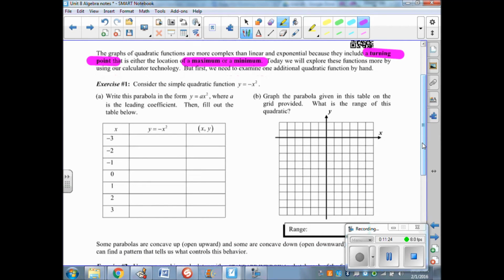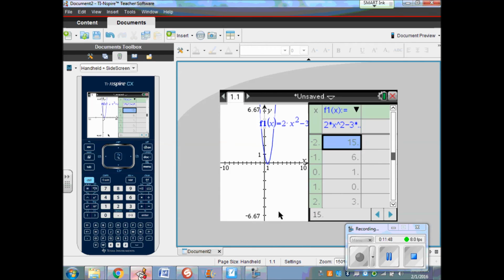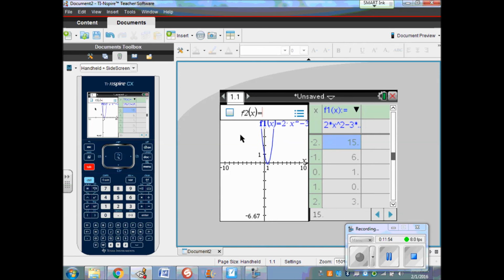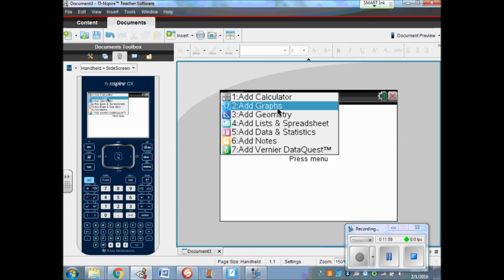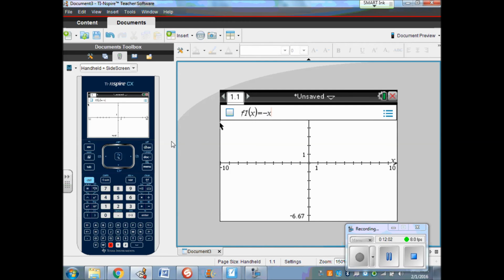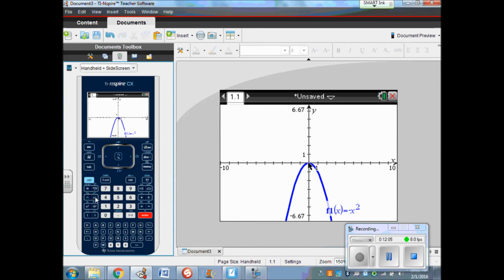Okay. So let's go ahead and graph number 1. We'll do that one together. So go ahead in your calculator and let's graph. It's pretty simple. Negative x squared. Oops, let's get a clean slate here. So negative x squared. All right, it looks like that.